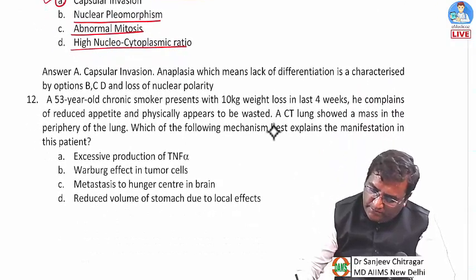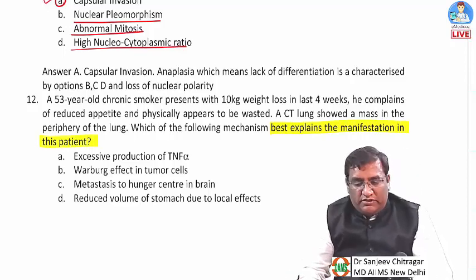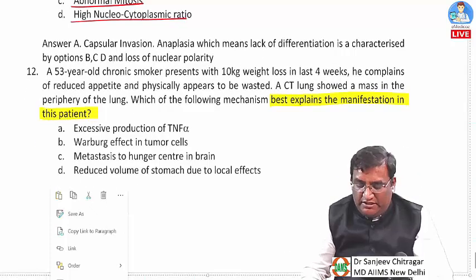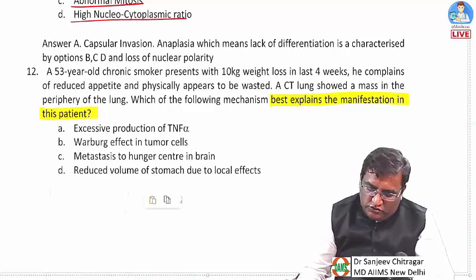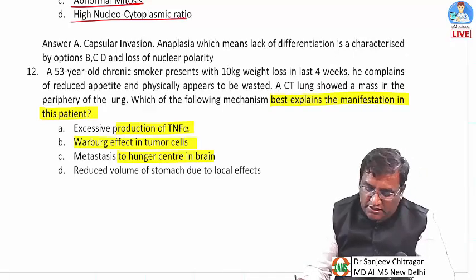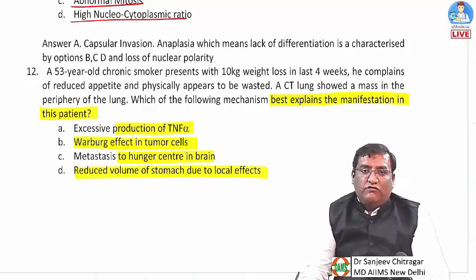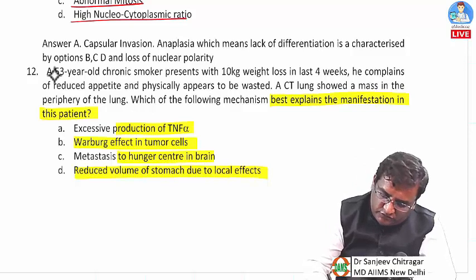Next question, last line. Which of the following best explains the manifestations in the patient? Some manifestations are given. What is explaining the manifestations? Let us look at the options: excessive production of TNF alpha, Warburg effect in tumor cells, metastasis to the hunger center of the brain, reduced volume of the stomach due to local effects. Four options are given. Let me check what the question is.